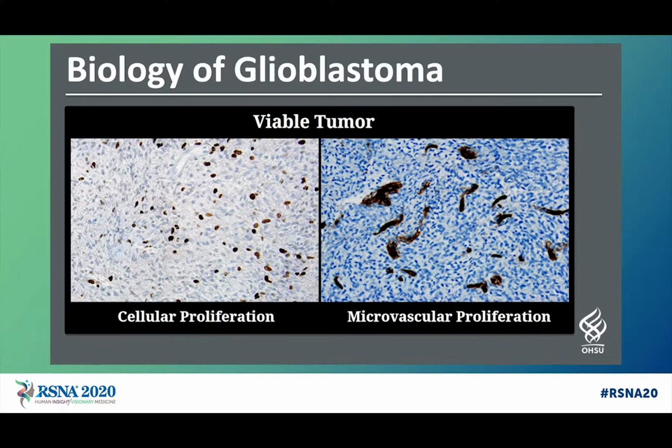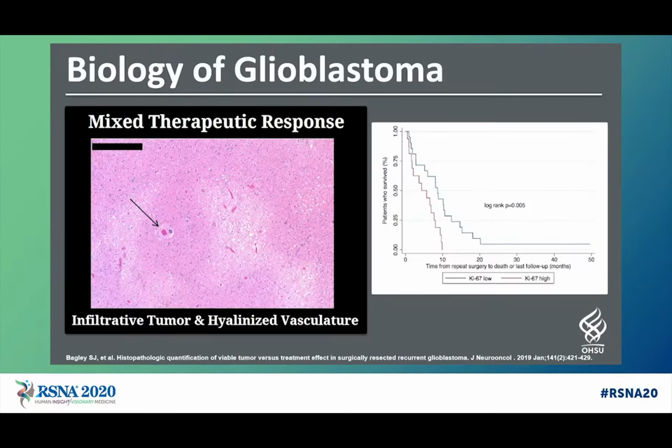Biologically, insufficiently treated disease is characterized by metabolically active, proliferating tumor with associated microvascular proliferation. Mixed therapeutic response has been described as the presence of metabolically active, proliferating tumor and a background of treatment-related changes such as vascular hyalinization. Some investigators have suggested in this context that the presence of elevated cellular proliferation, characterized by Ki-67 counts, may be a prognostic outcome measure.